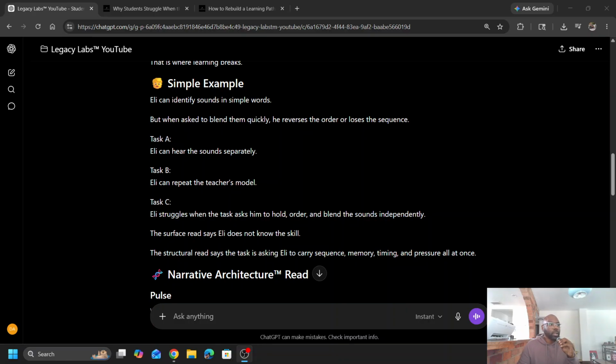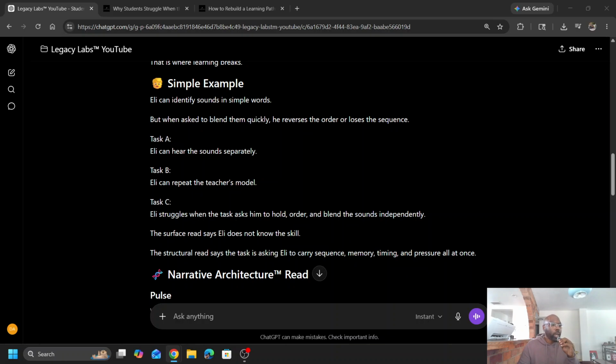On the surface, Eli does not know how to blend, but the structural read is: what is this task asking Eli to carry? He has to hold the sounds, keep them in order, blend them, maintain attention, manage pressure, and produce an answer. That's a lot happening at one time. So the problem might not be that Eli doesn't know anything. The problem could be that the system is asking him to carry too many structures at the same time.